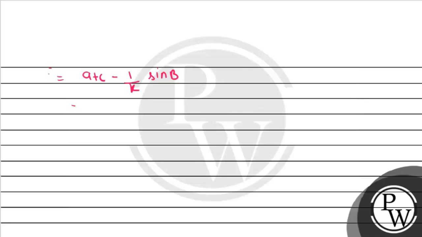And according to the sine rule, we know the value of sin b upon k किसके इक्वल होती है? That is equal to b. So we get a plus c minus b, and we can write this as c plus a minus b. So this is our RHS. I hope you all understood this explanation. Thank you and all the best.